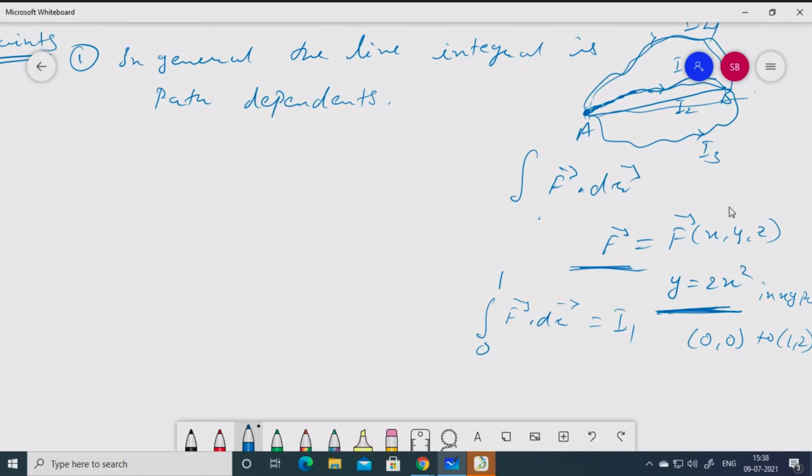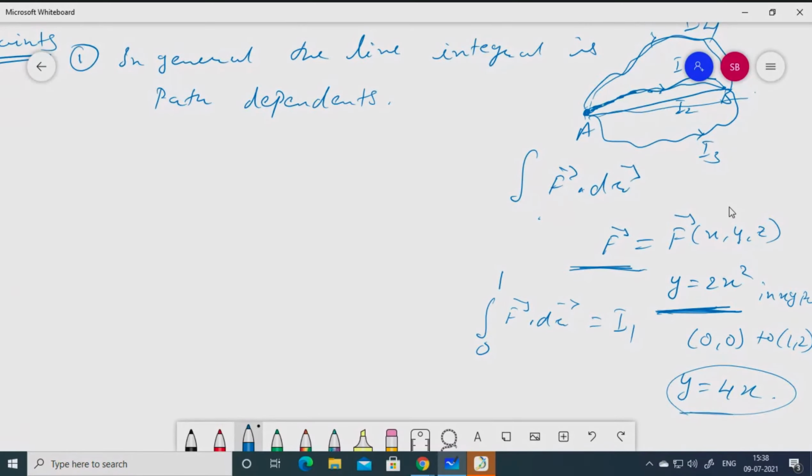Now suppose I change the curve here. I'll write y is equal to 4x. Now what is this one? A line passing through the origin. So it's a straight line. The points I'm not changing, I'm changing the curve here. So will the answer be the same if I change the curve?